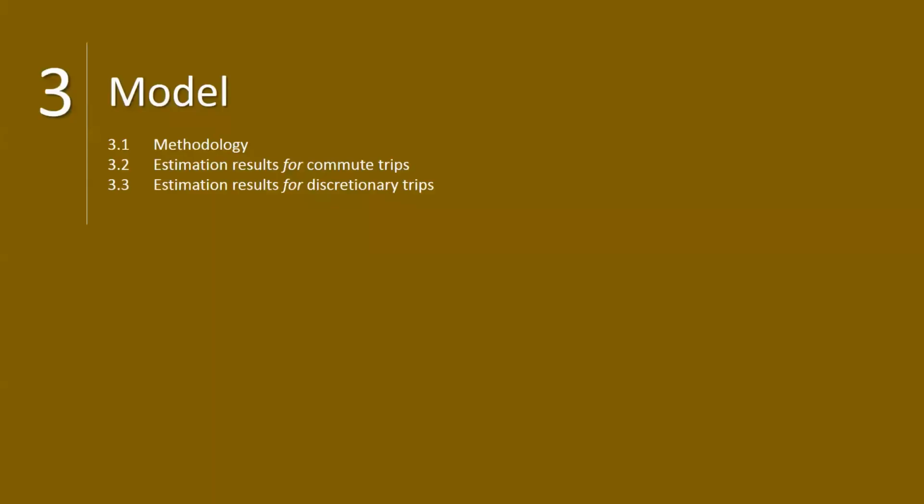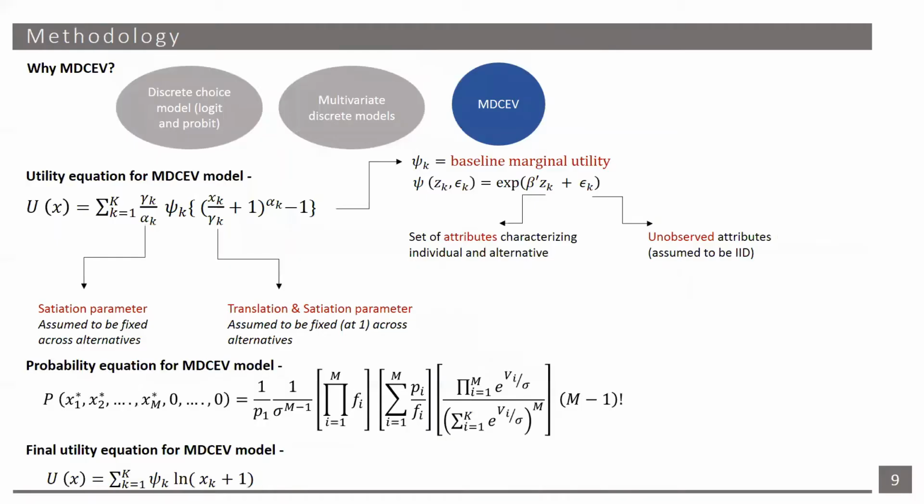Coming to the third section, we'll discuss the model. So let's begin with discussing the methodology. As discussed in the framework, we attempted to jointly model the mode choice and the trip frequencies, where we consider the mode choice as the discrete one and the trip frequency as the continuous choice. For that reason, we opted to use the MDCEV model, that means multiple discrete continuous extreme value model, over other statistical models. And here we consider the saturation parameters alpha and gamma to be fixed at 1.